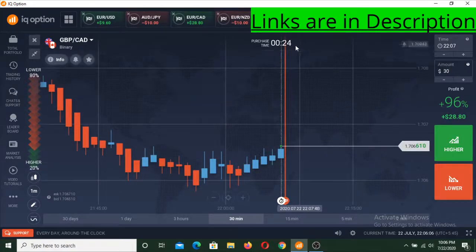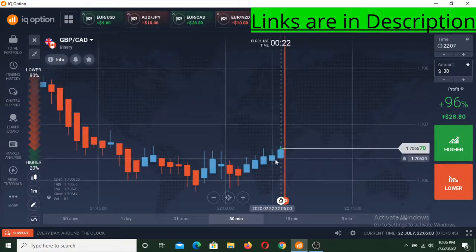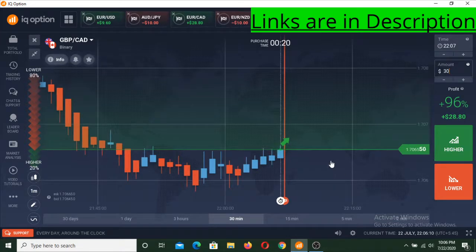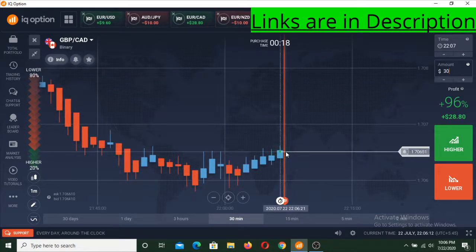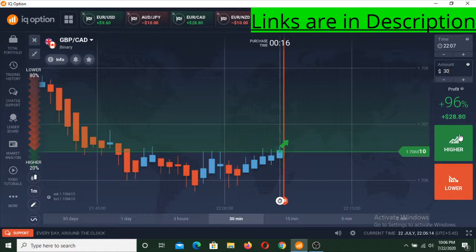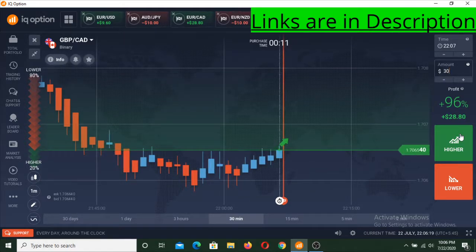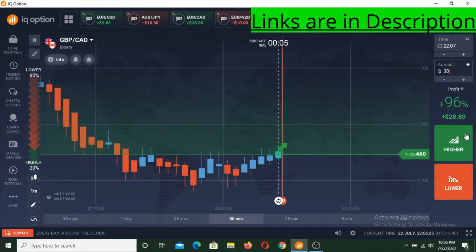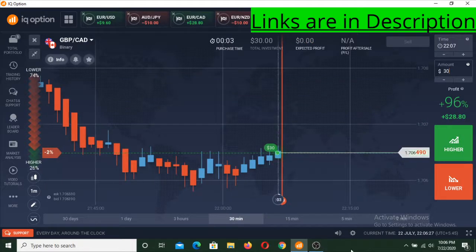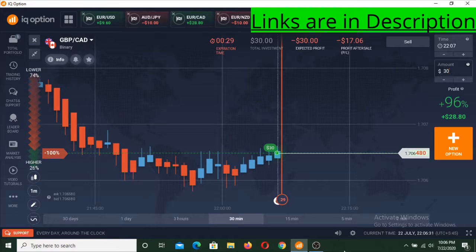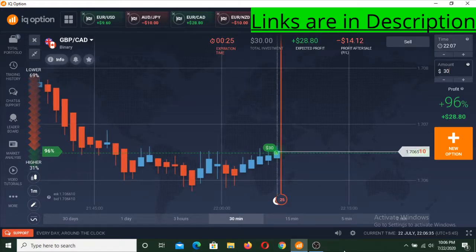Let me make a trade on this. Previous candle was blue, that means we are going to go on higher. We'll wait and if it comes immediately down, then we'll make a trade. If not, then also we are going to make a trade. That was a good place for making a trade. Now let's see what happens in this trade. If I made a loss of $30 in this trade, then my next investment would be $90.